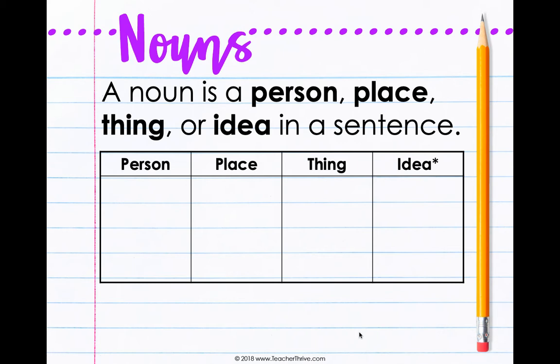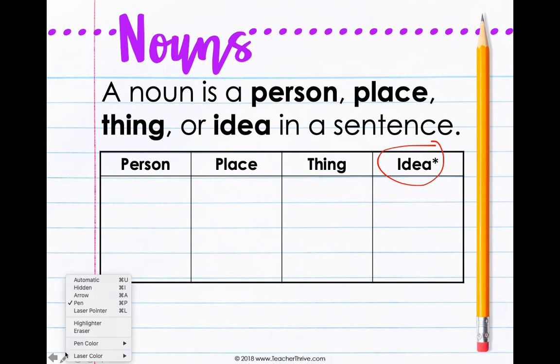Okay, kiddos, if you've pushed play, that means that you took your time and you gave me at least one noun for person, one noun for place, one noun for thing, and one noun for an idea. Now, I know that idea can be kind of hard sometimes. That is okay because we're about to go over it. All right, kiddos, here we go.